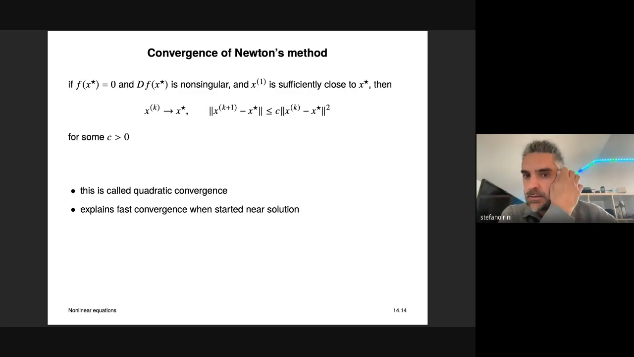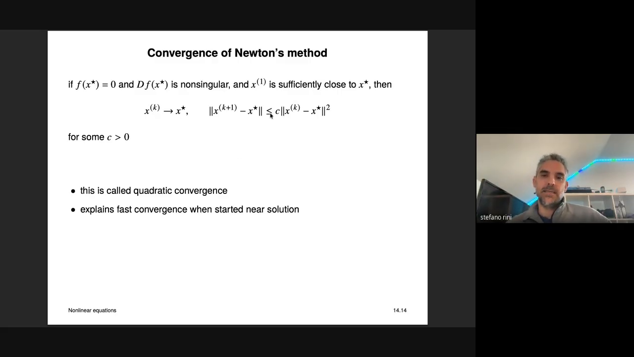So the convergence is usually expressed in this way. Let's say that we have an optimal point, which is our x star, and we can say that if our Jacobian is non-singular, then the convergence means that as k goes to infinity, x_k converges to x star, which means that the distance between the true minimum x star and the current guess x_k is less than the previous step's distance by a factor c.